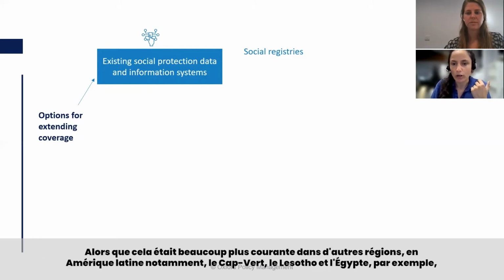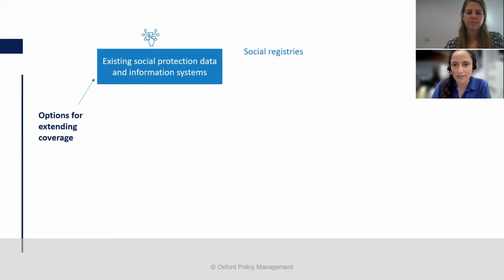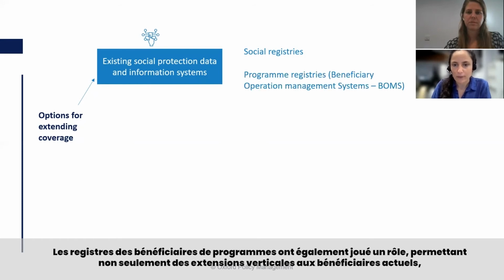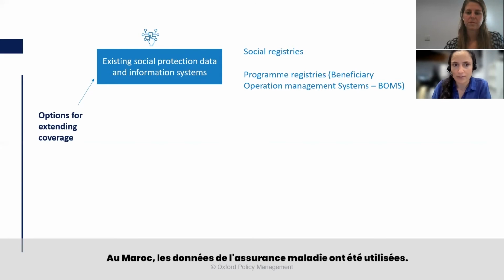While this was much more common in other regions, in Latin America most notably, Cape Verde, Lesotho, and Egypt, for example, leveraged data on potential beneficiaries from their social registries to inform beneficiary lists for COVID-19 response, often complemented by other approaches. Program registries of beneficiaries also played a role, not only enabling vertical expansions to current beneficiaries, but also enabling expansion to past beneficiaries or those on waiting lists, such as in Zambia. In Morocco, health insurance data was used.